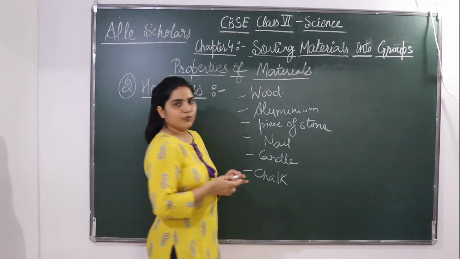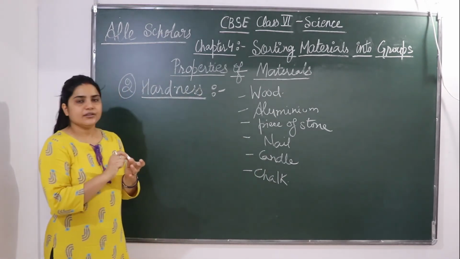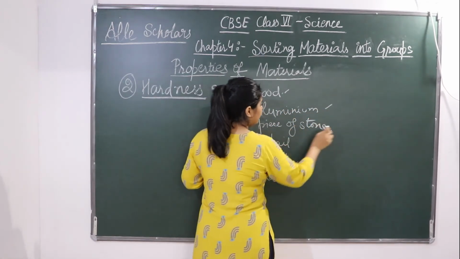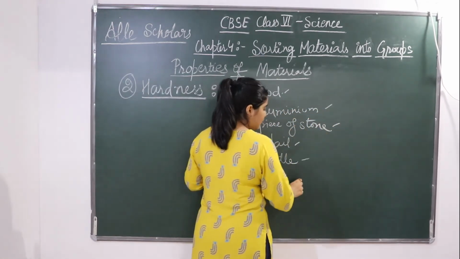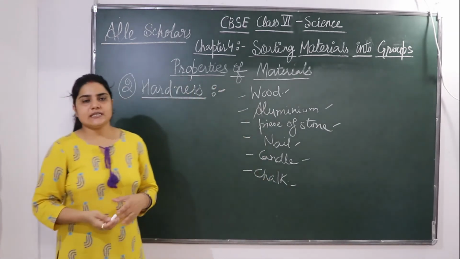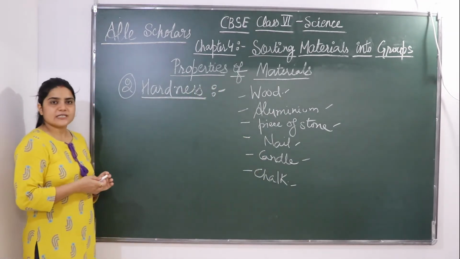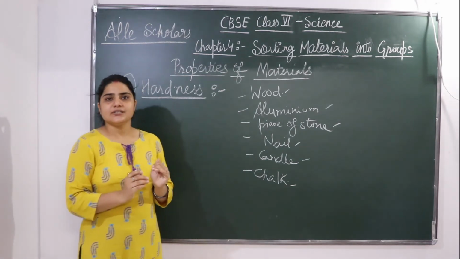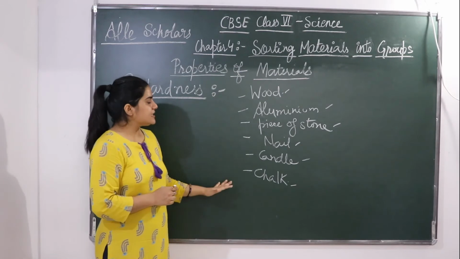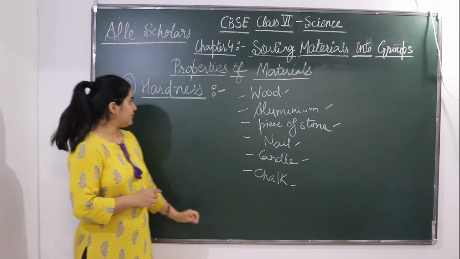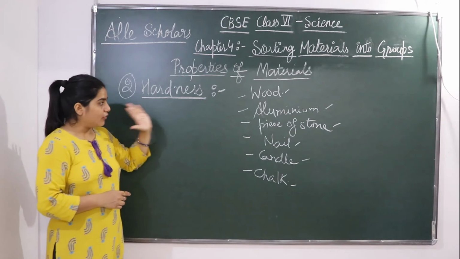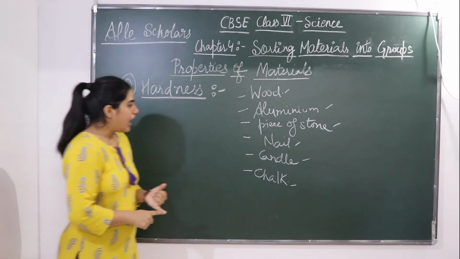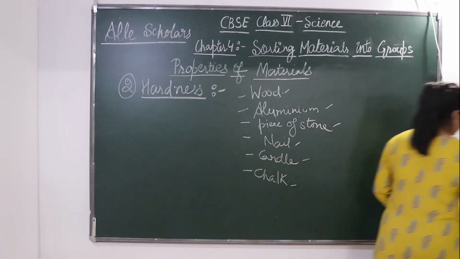Now what we have to do, we have to scratch it. Just try to scratch it. Scratch the wood, aluminium, piece of stone, nail, candle and chalk. What do we see? We see that some of the objects can be easily scratched while some cannot be scratched easily. Okay? So on this basis, materials can be classified on the basis of this scratching. They can be classified as a hard material and a soft material.